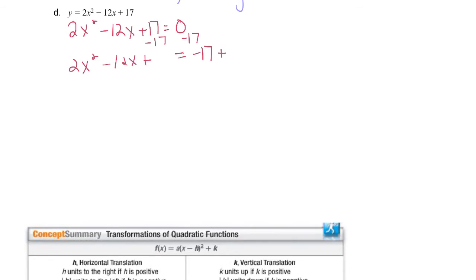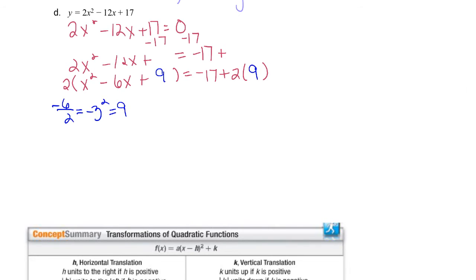Now, we cannot continue until the left side has an a of 1, so I'm going to factor 2 out. And I've got x squared minus 6x plus a something. And that equals negative 17 plus, remember, 2 times a something. We have to multiply by 2 on both sides. Now let's figure out what we're multiplying by, what our fill in the blank part is. B over 2 is negative 3, and that squared is 9. So we put 9 in the blanks.